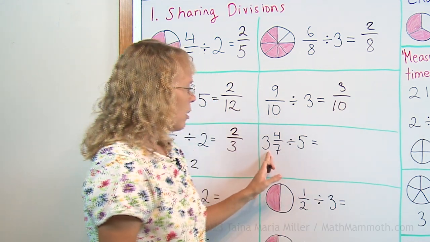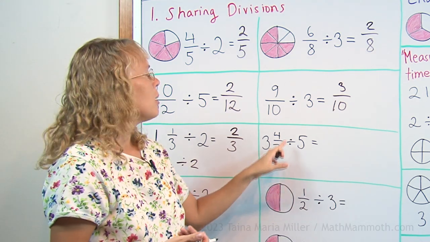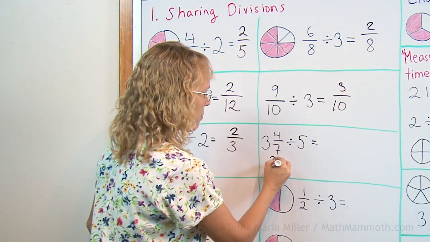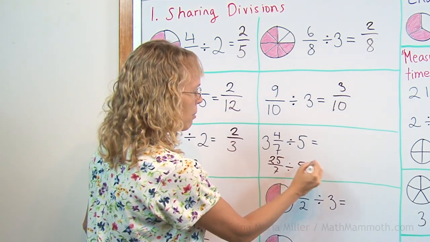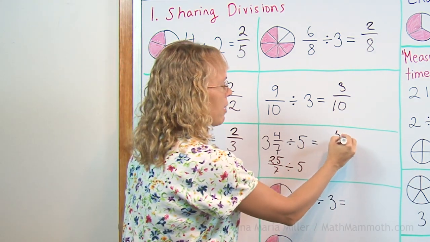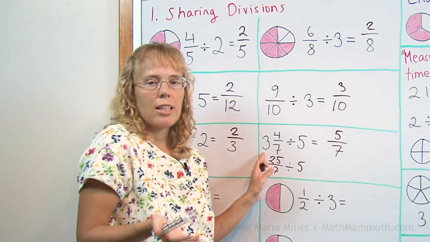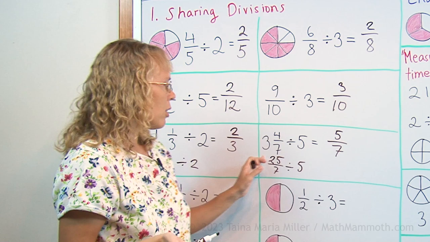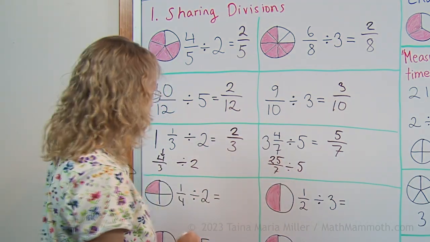Oh, here, we first change this into a fraction. 3 times 7 is 21, plus 4 is 25. So we have 25 slices, they are 7ths. And divide that by 5. So each person gets 5 slices, and they are 7ths. This won't work just with any random mixed number. Okay, but with some it does. It has to go evenly here. The division has to be even.